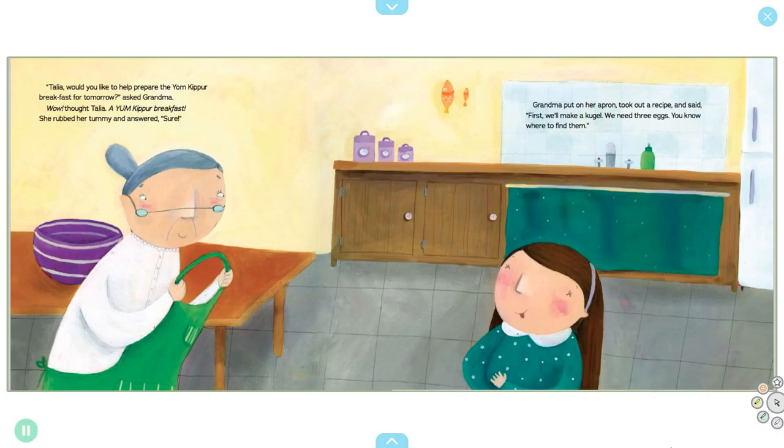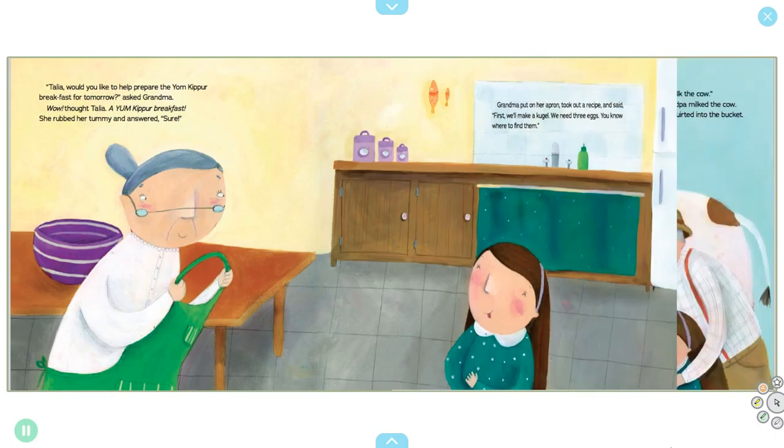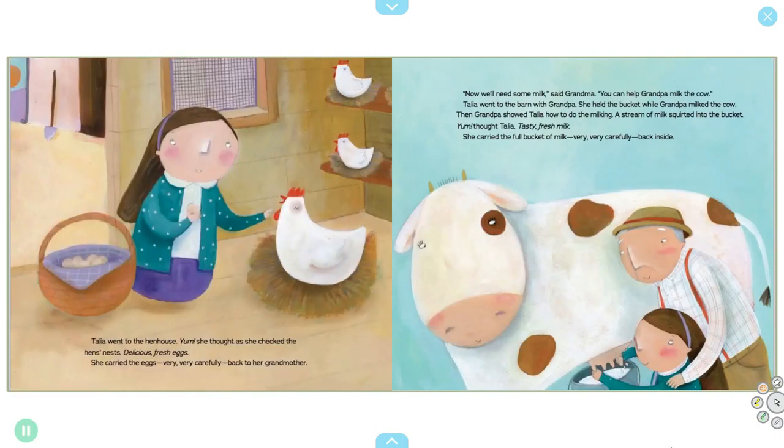Wow, thought Talia, a Yom Kippur breakfast. She rubbed her tummy and answered, sure. Grandma put on her apron, took out a recipe, and said, first, we'll make a kugel. We need 3 eggs. You know where to find them. Talia went to the hen house. Yum, she thought, as she checked the hen's nests. Delicious, fresh eggs. She carried the eggs, very, very carefully, back to her grandmother.